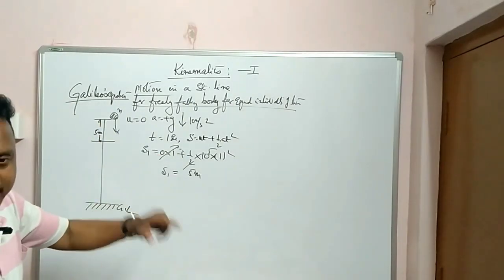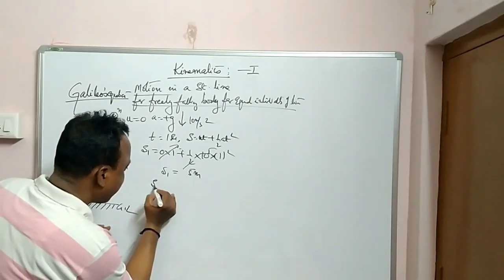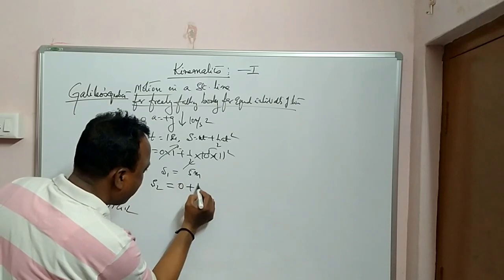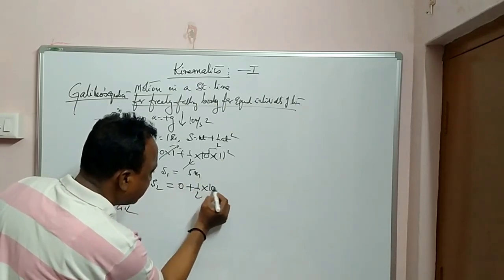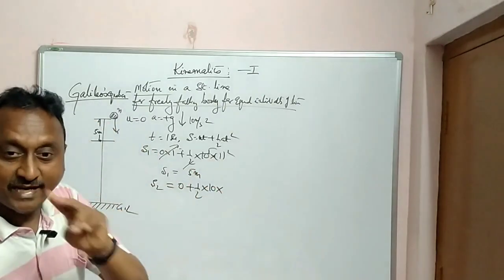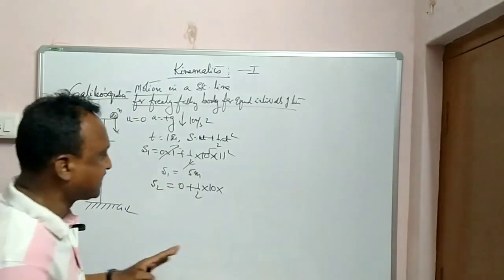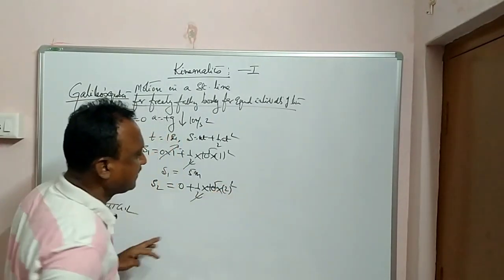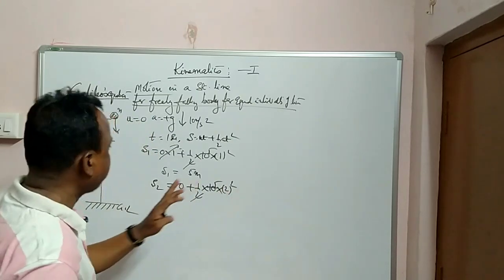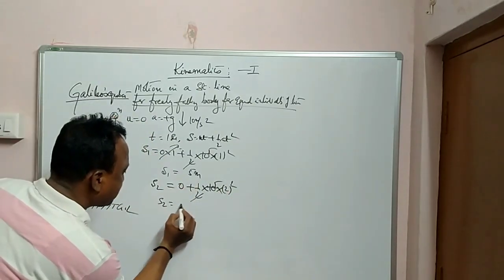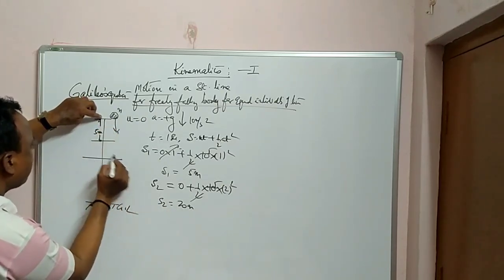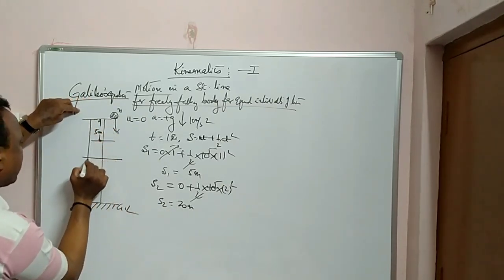Let us calculate for the next 1 second. Next 1 second, what happens? S is equal to the same, this one will be 0 only, plus half gt square. Here time will be 2 seconds. Next second, 1 second plus 1 second, 2 seconds. That means 2 square. So 2 5s are 10, and 2 squared is 4, 4 5s are 20. So S2 is equal to 20. That means now you can see this is the total distance now.